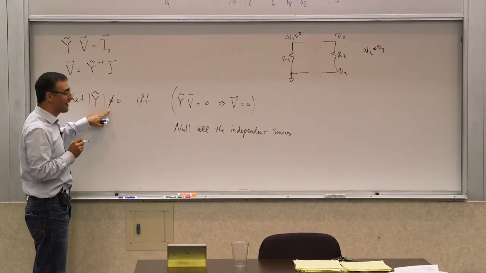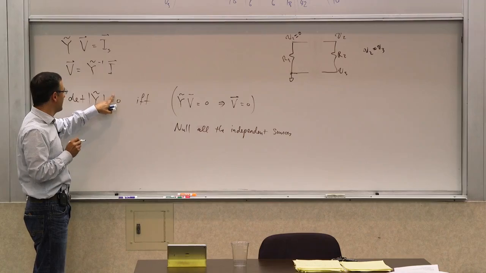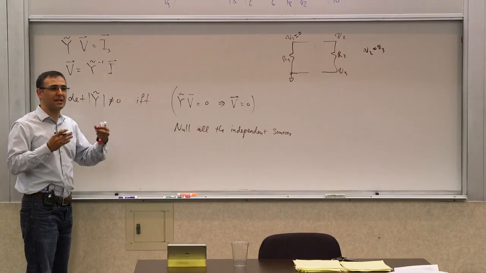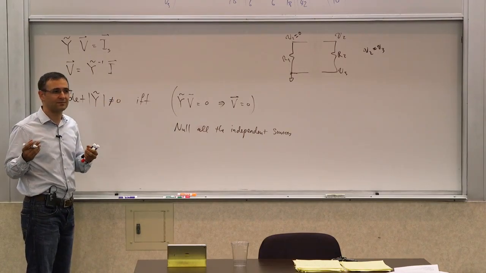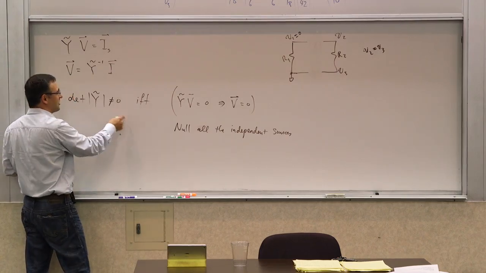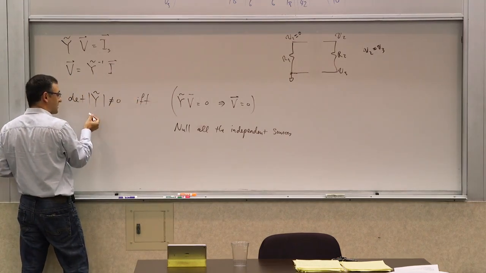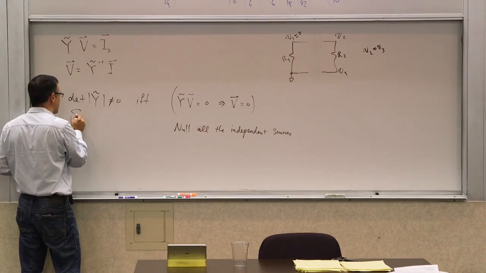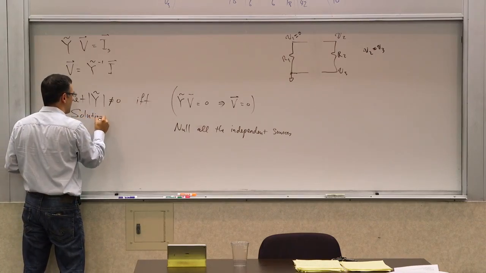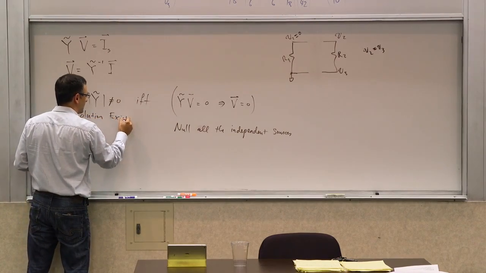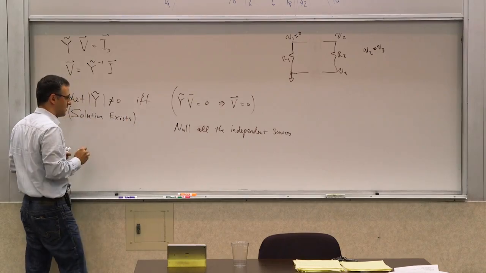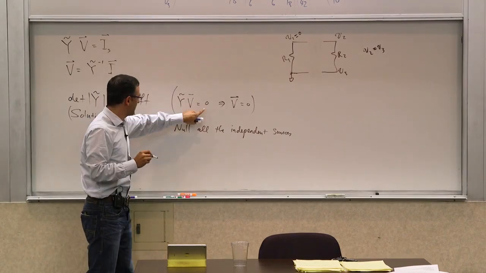I wrote it incorrectly here. The determinant is non-zero because that's the condition for being non-singular. Thank you. So the condition comes from, if you want the determinant to be non-zero, in other words, for a solution to exist. So this means a solution exists. This has to be true.